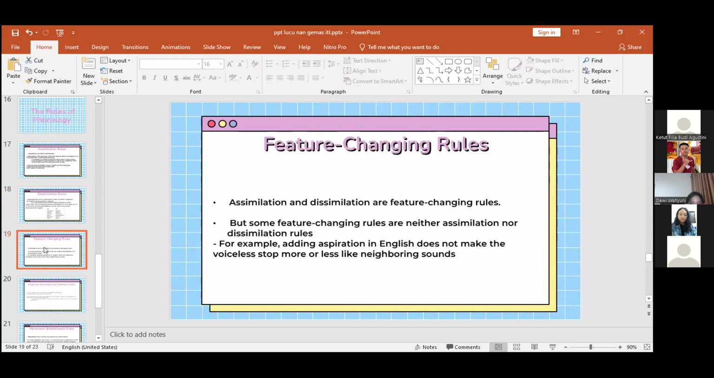The next one is feature changing rules. Assimilation and dissimilation are feature changing rules, but some feature changing rules are neither assimilation nor dissimilation rules. For example, adding aspiration in English does not make the voiceless stop more or less like neighboring sounds. Next.